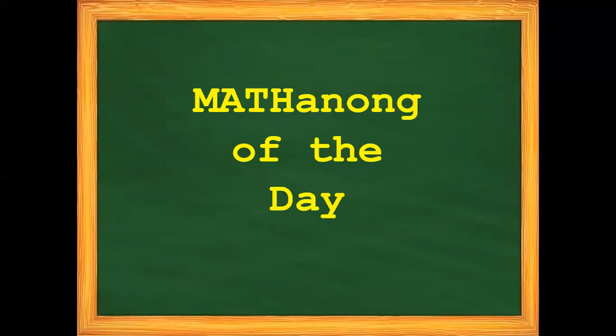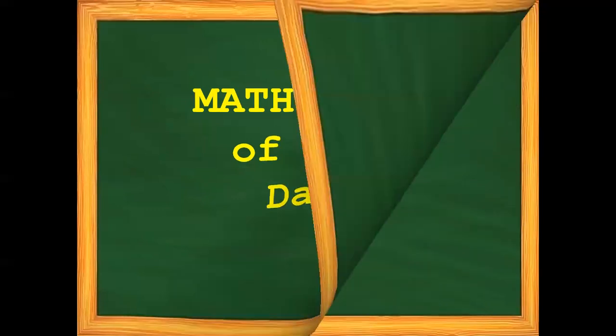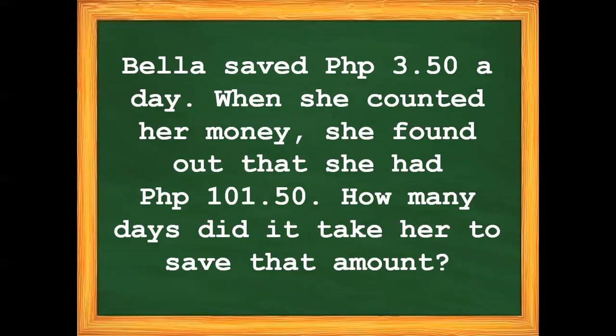And for our math tanong of the day, Bella saved 3 pesos and 50 centavos a day. When she counted her money, she found out that she had 101 pesos and 50 centavos. How many days did it take her to save that amount?